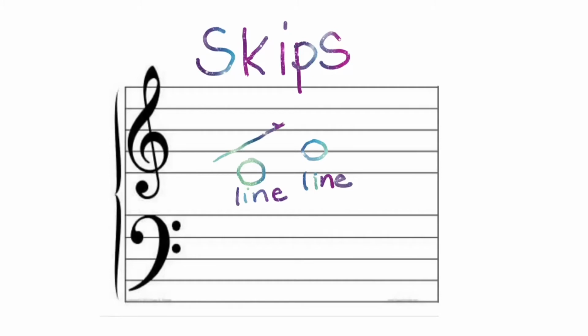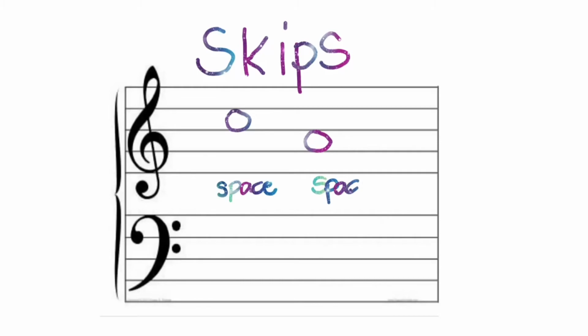This is also a skip that's traveling up. That's one way that a skip can look. Let's erase it and look at another kind of skip. This next skip will move from a space to a space. So you'll notice we're going from one kind of note to the same kind of note. If we start with a space note, the next one is a space note. If we start with a line note, the next one is a line note. And that's how we can tell that it's a skip.